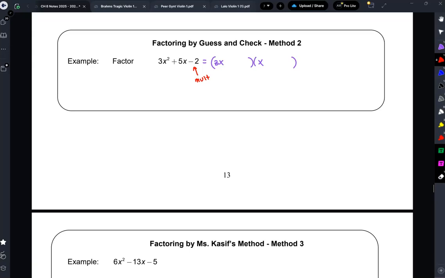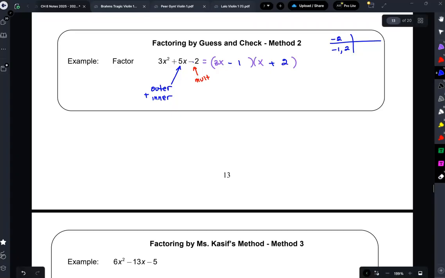But remember when you do FOIL, the outer and the inner added together have to be 5x. Okay, now that got confusing. Let's see what I mean. So how do we get -2? Well, it's like -1 and 2, right? So let's try that. -1, +2.